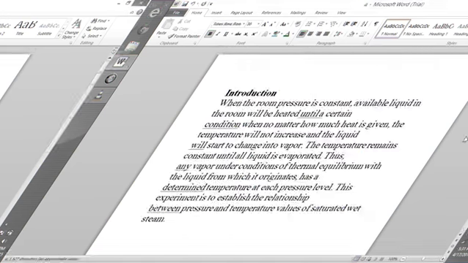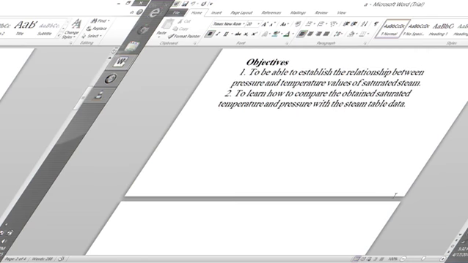Alright. The introduction. When the pressure is constant, available liquid will be heated until a certain condition, when no matter how much heat is given, the temperature will not increase and the liquid will start to change into vapor. The temperature remains constant until all the liquid is evaporated. Thus, any vapor under conditions of thermal equilibrium with the liquid from which it originates has a determined temperature at each pressure level. This experiment is to establish the relationship between pressure and temperature values of saturated wet steam.